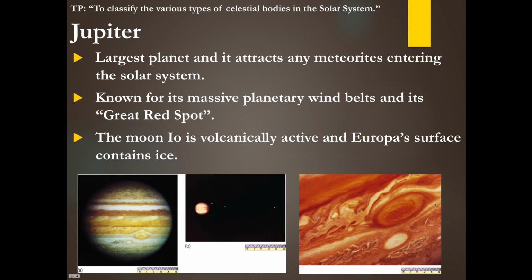Over here we have a close up of the Great Red Spot, which is basically a massive hurricane storm with hurricane force winds. But these winds are much, much higher in terms of speed than in Earth's hurricanes or tornadoes.